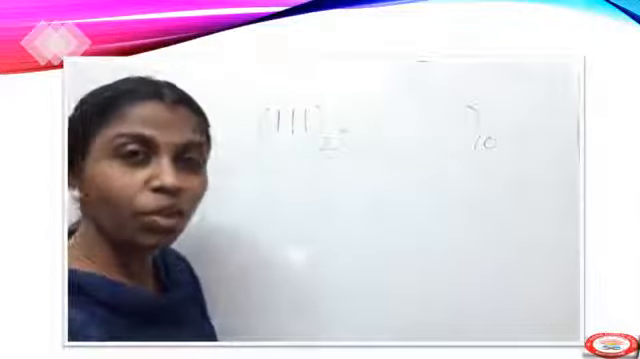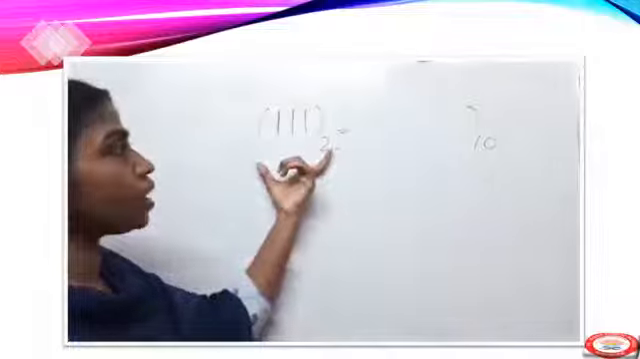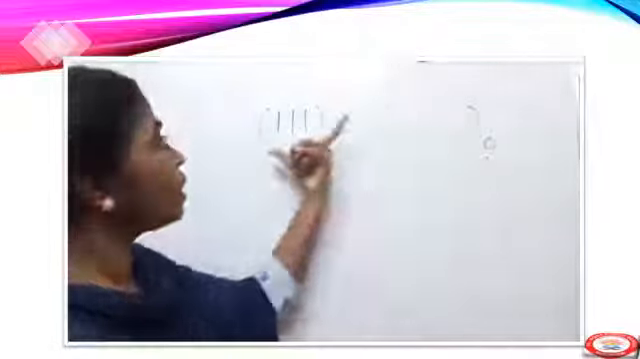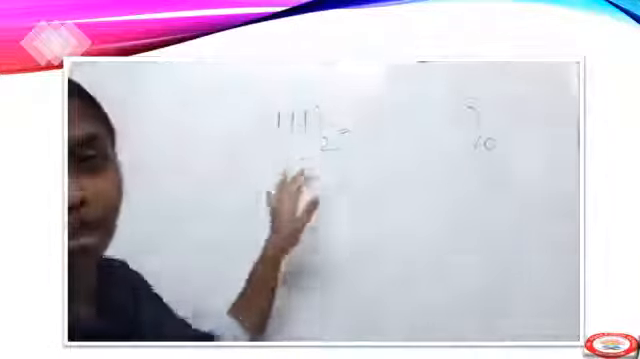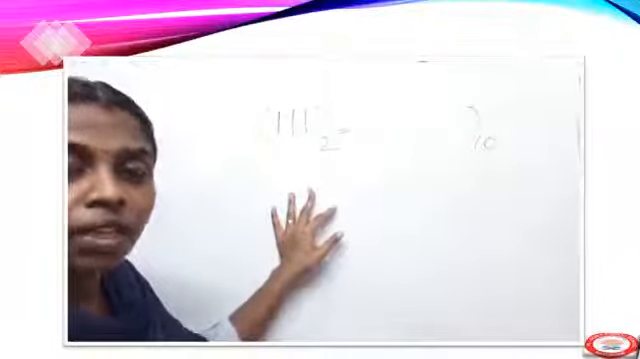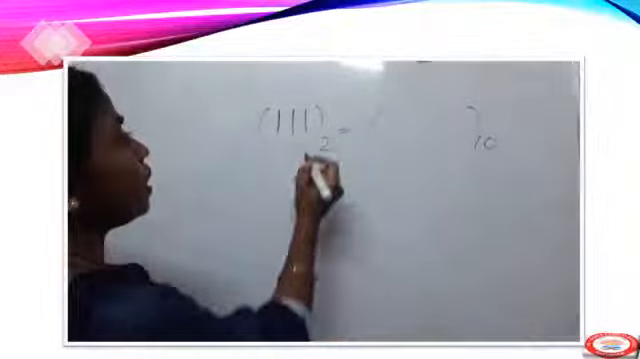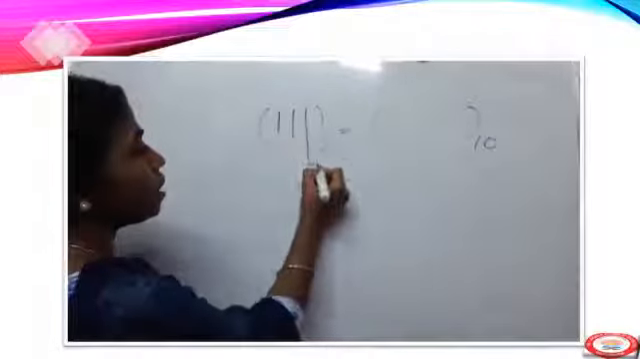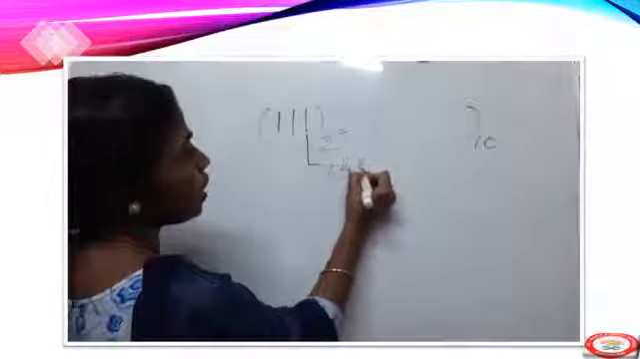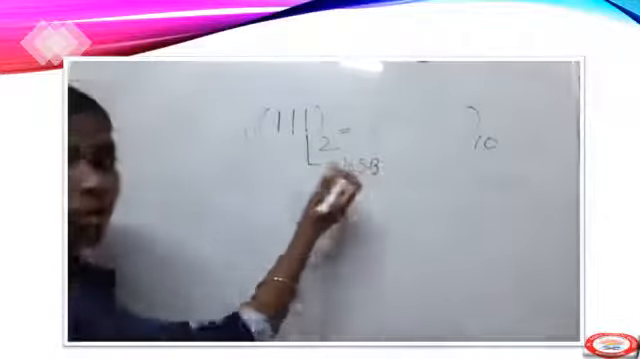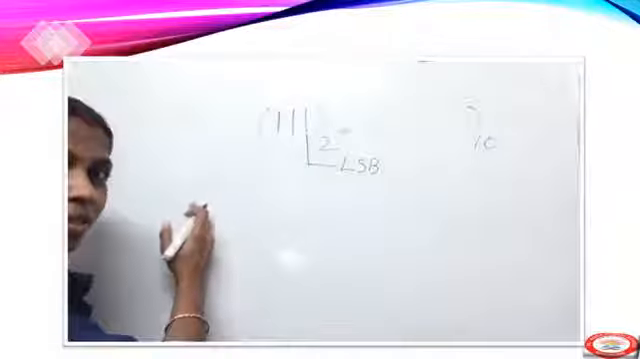Next, I am going to convert this binary number into decimal. Here the binary number is 111. For that, what I have to do? Yes, first I have to find out the least significant bit. This is the least significant bit. We have to start from the least significant bit.